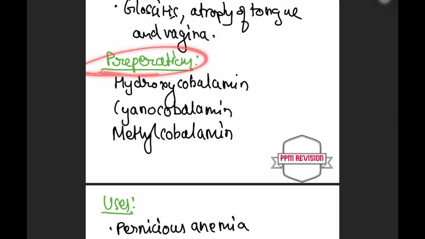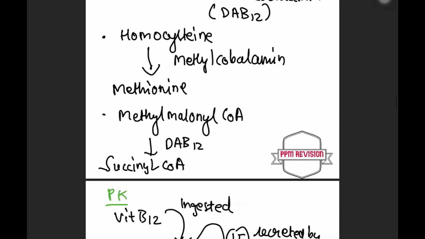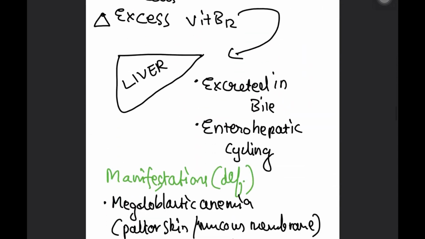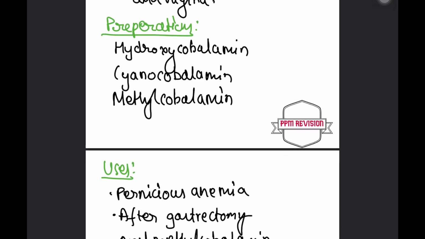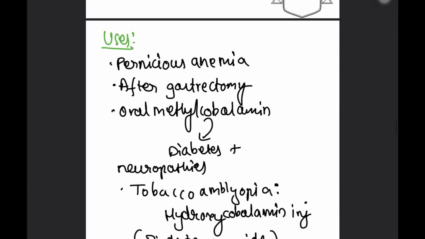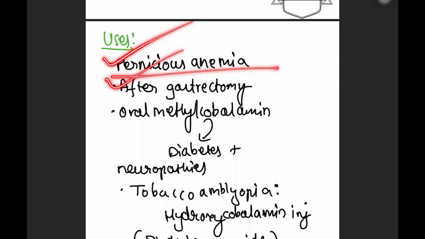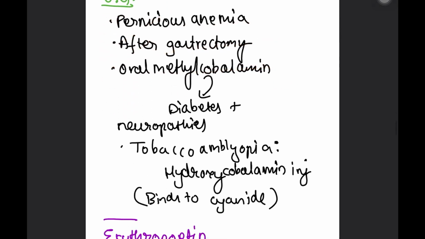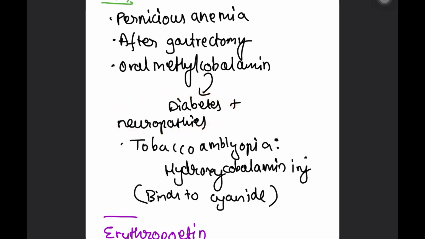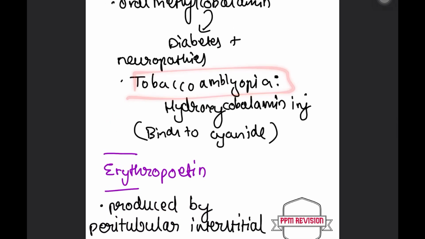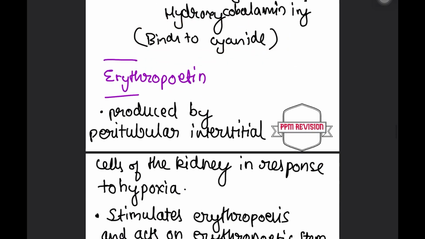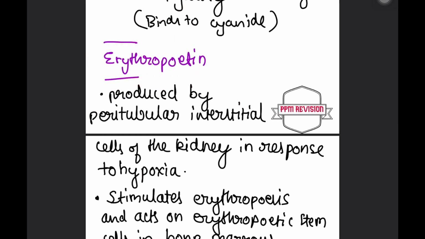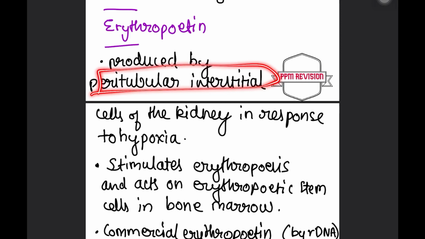Then preparations of vitamin B12. It is available as hydroxycobalamin, cyanocobalamin, methylcobalamin. It's already discussed in the classification above. Then talking about the uses of vitamin B12, it is used for pernicious anemia and after gastrectomy. Oral methylcobalamin is used in case of diabetic neuropathies, and in tobacco amblyopia, hydroxycobalamin injection is used, and here it binds to cyanide. And erythropoietin, talking about erythropoietin, it is produced by peritubular cells of the kidney in response to hypoxia.